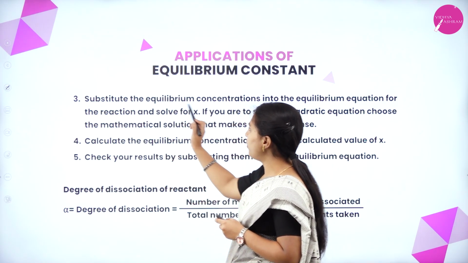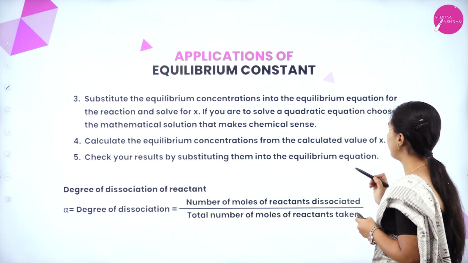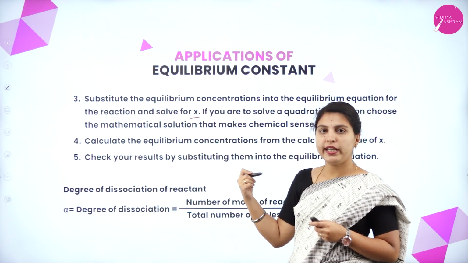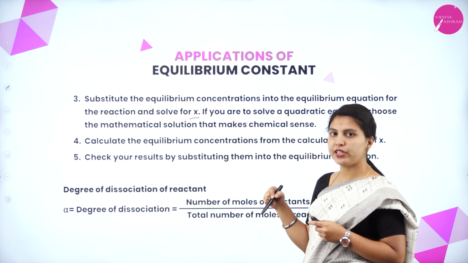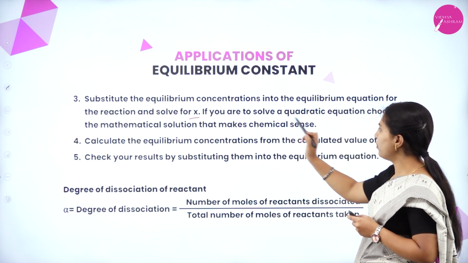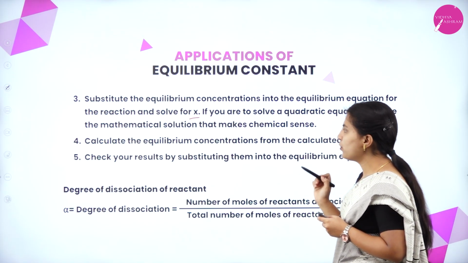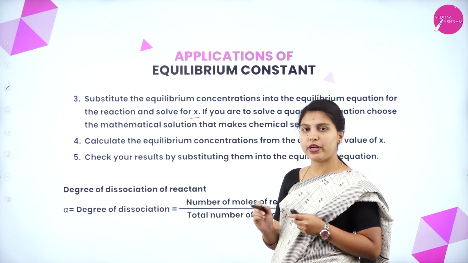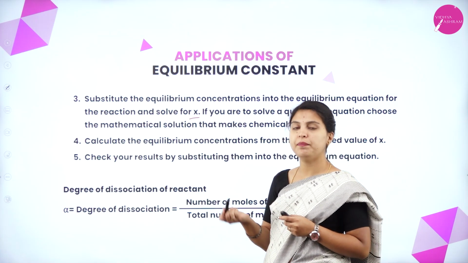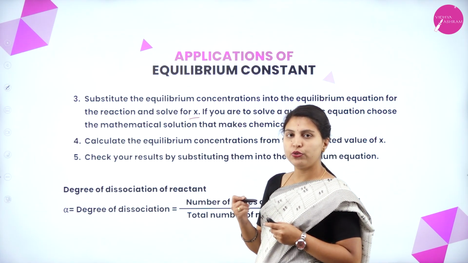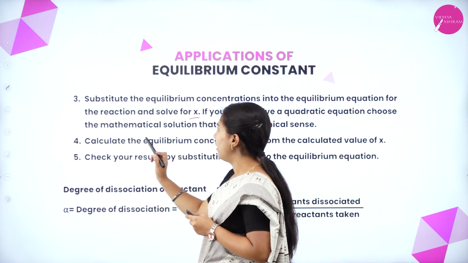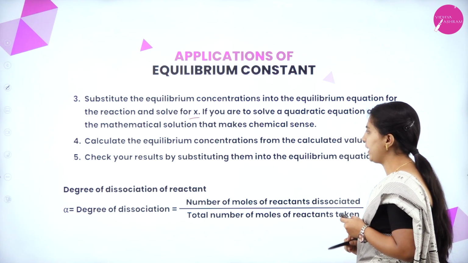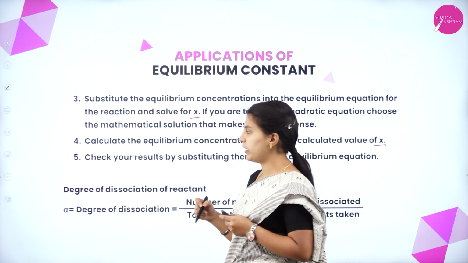Next, substitute the equilibrium concentrations into the equilibrium equation for the reaction and solve for X, by correlating the known and unknown concentrations. If you have to solve a quadratic equation, choose the mathematical solution that makes chemical sense. You will use the quadratic equation in the mathematical expressions and get to know the unknown concentration. Next, calculate the equilibrium concentrations from the calculated value of X. Now your X will be known.